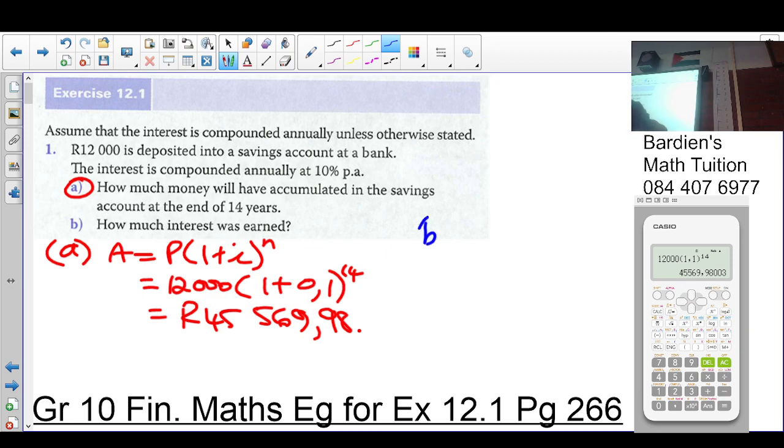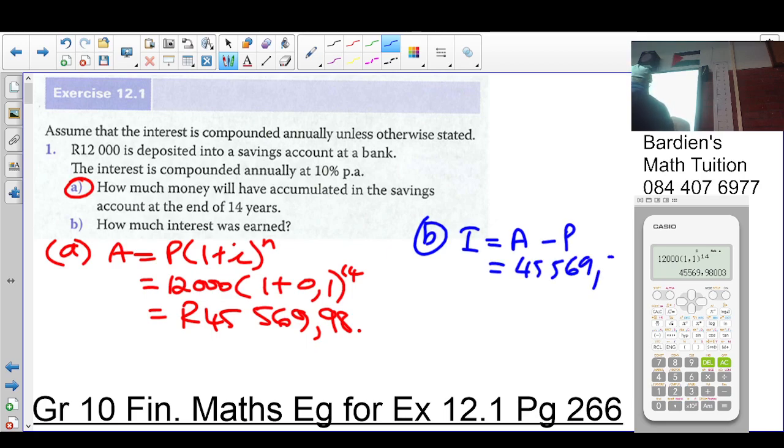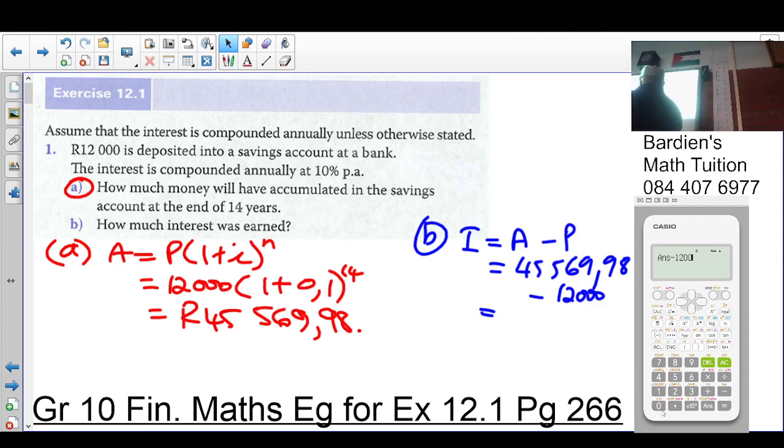Let's look at B. We are told to find how much interest was earned. Interest is going to be A minus P, which is 45,569 rand and 98 cents minus 12,000. That will give you 33,569 rand and 98 cents.